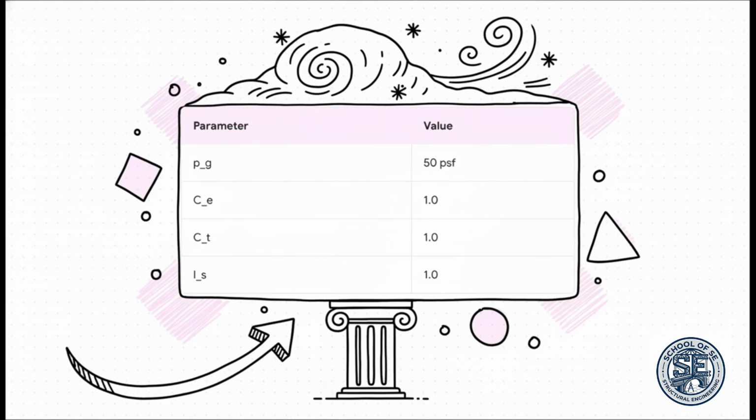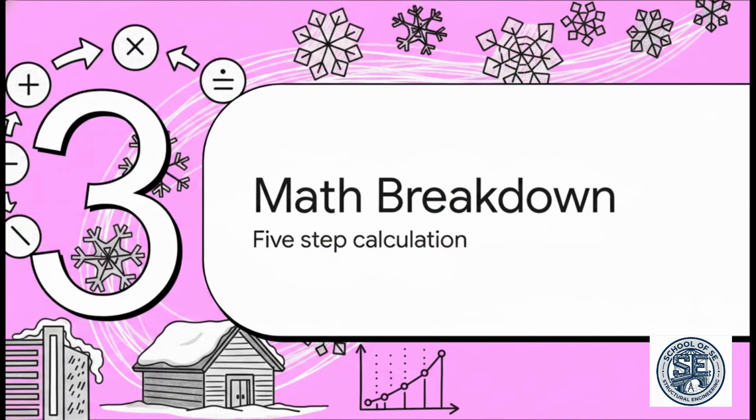We're handed a pretty hefty ground snow load, our Pg, of 50 psf. And thankfully, to keep the math from getting too wild, our exposure factor, Ce, our thermal factor, Ct, and our snow importance factor, Is, are all given simply as 1.0. Getting these neatly tabulated is essentially step 0. Right, on to Section 3, step-by-step math breakdown.